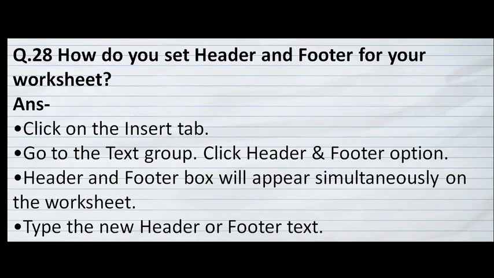Question number 28. How do you set header and footer for your worksheet? So click on the Insert tab, go to the text group, click the header and footer option. Now the header and footer box will appear simultaneously on the worksheet, and then type the new header or footer text.